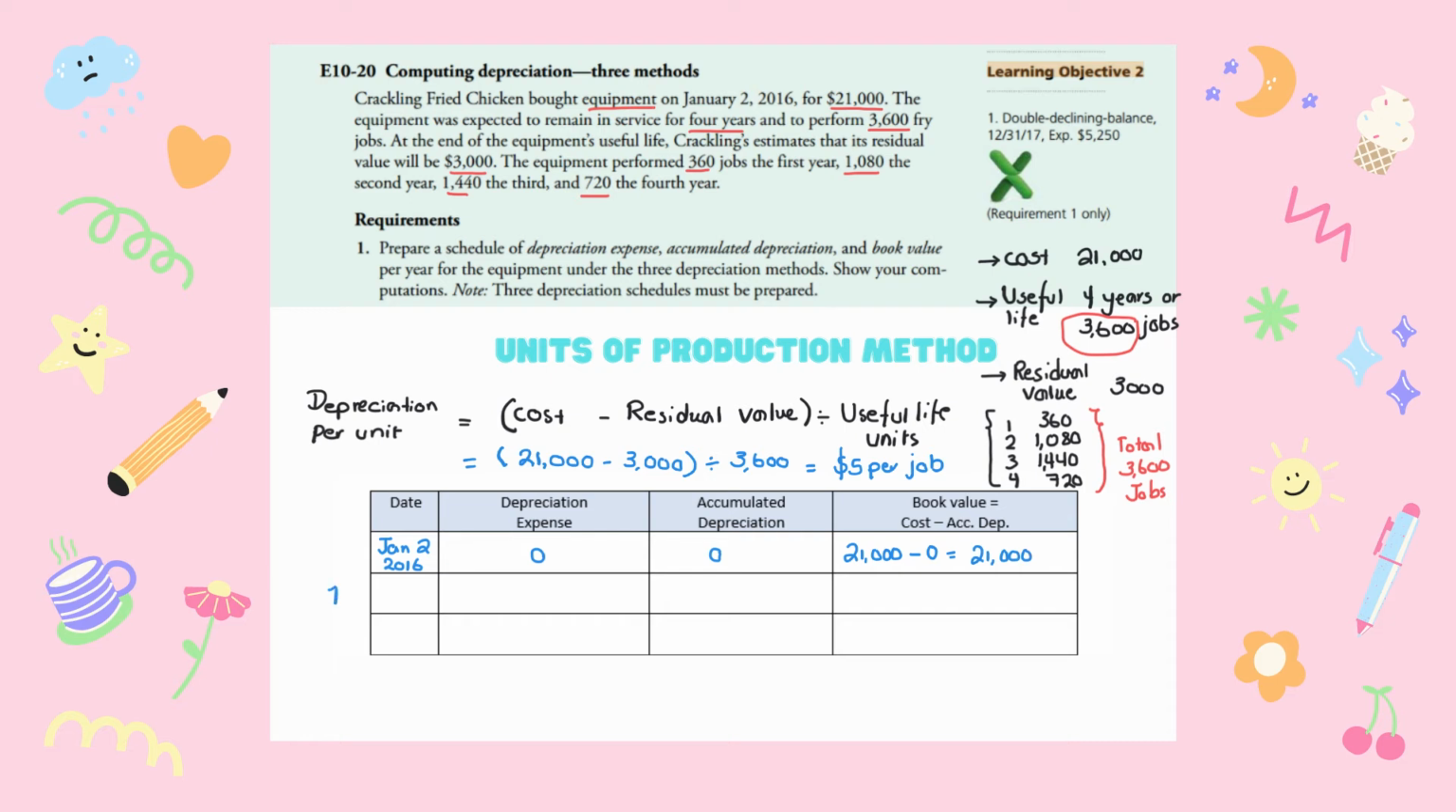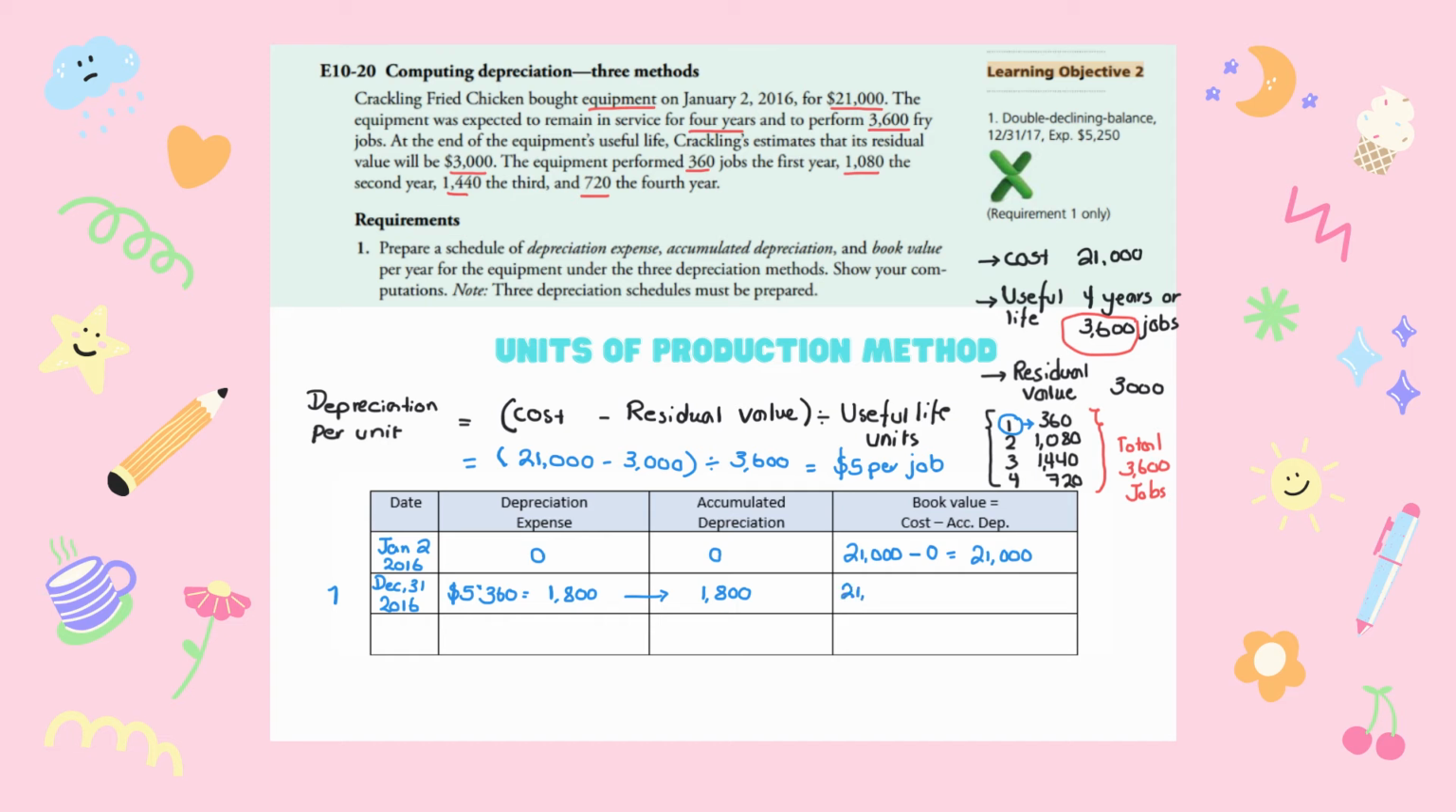Now at the end of the first year, which is December 31st, 2016, I need to record the adjusting entry for depreciation. So we computed the depreciation per job, it's $5. So I need to see how many jobs were used in the first year. Okay, so look here, it's 360. So I'm gonna multiply the 5 with the 360 jobs. So it's gonna be 1,800. So the accumulated will also be the same, because the adjusting entry, it's depreciation expense on the debit side to accumulated depreciation on the credit side.